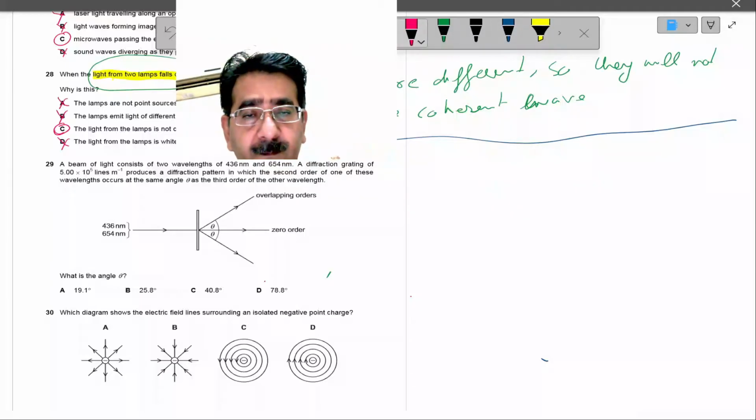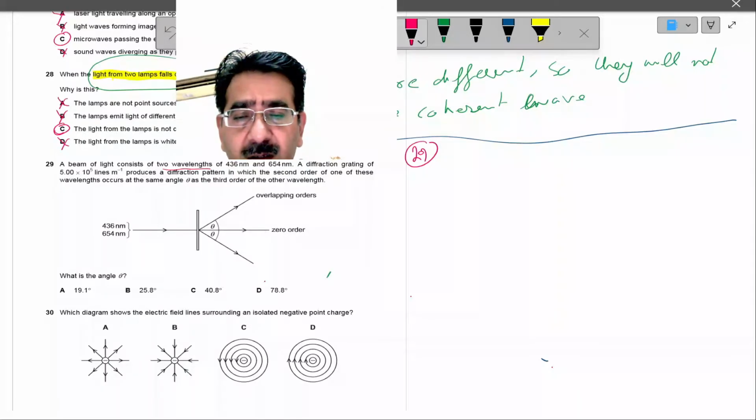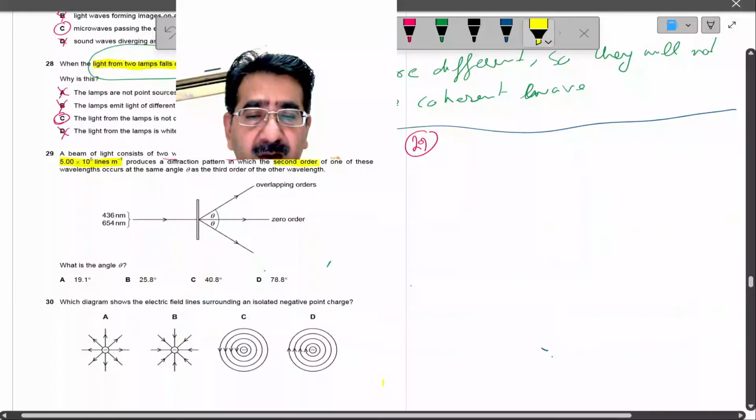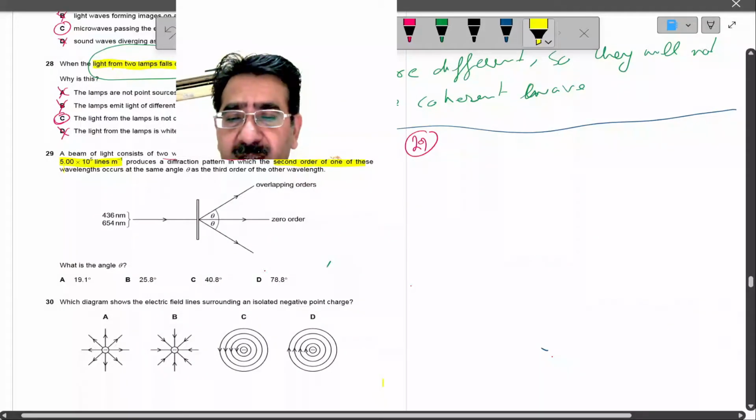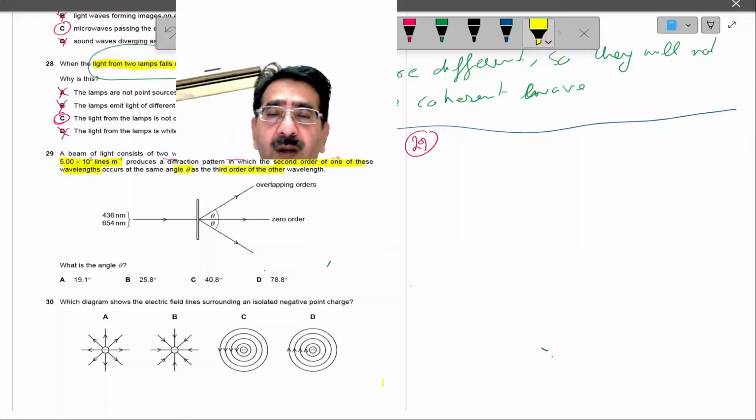29. Okay, a beam of light consists of two wavelengths. A diffraction grating produces a diffraction pattern in which the second order of one of these wavelengths occurs at the same angle theta as the third order of the other.